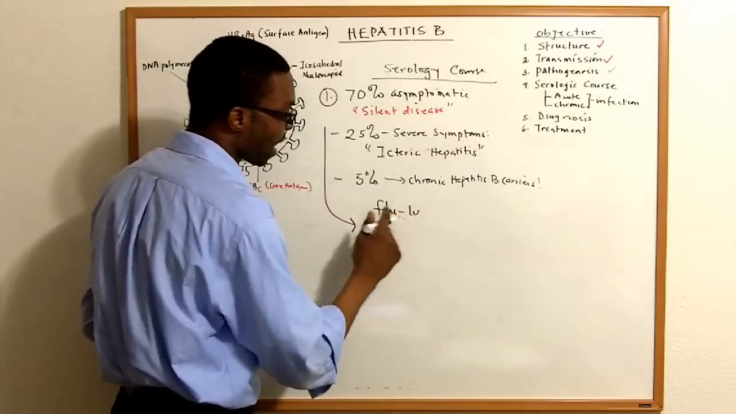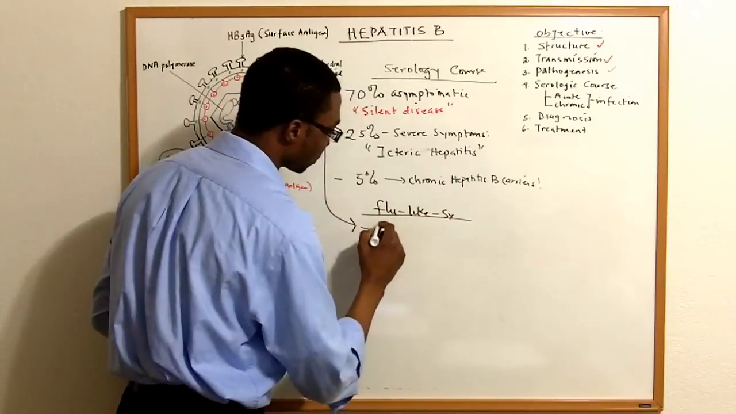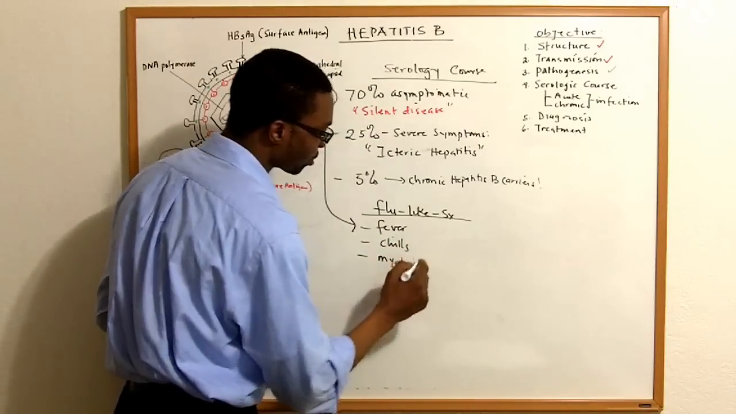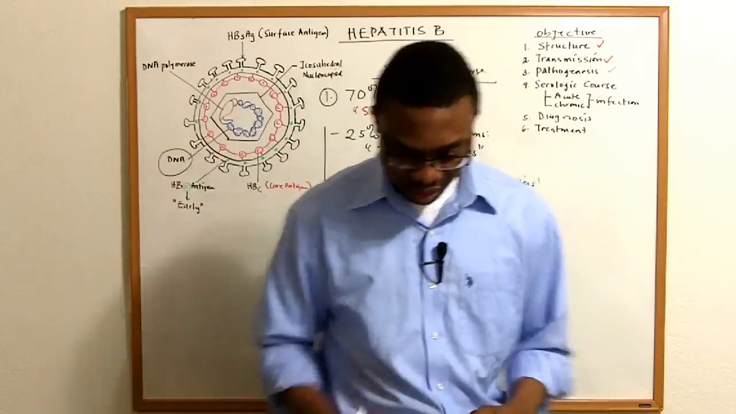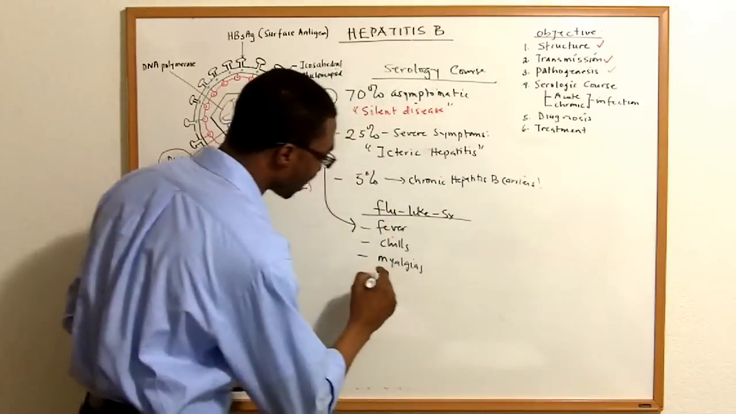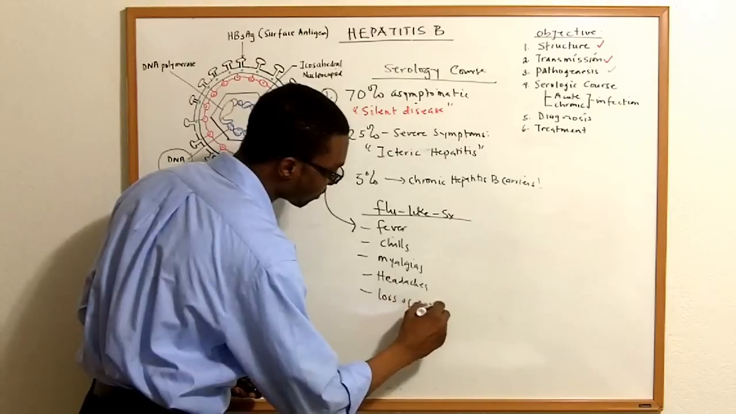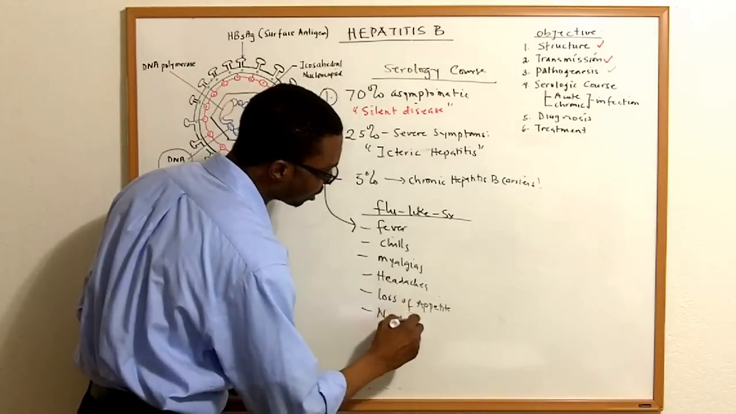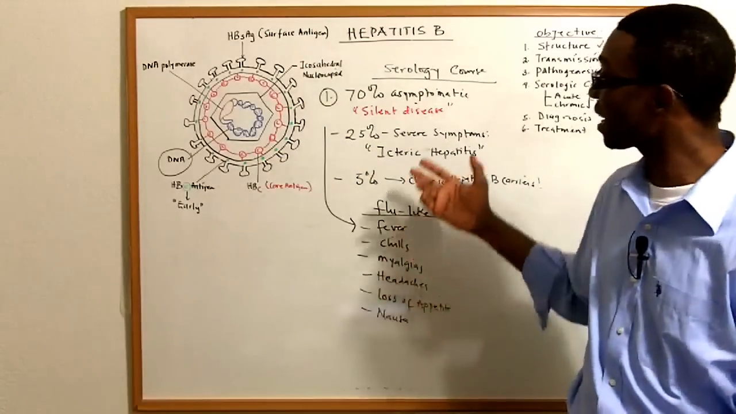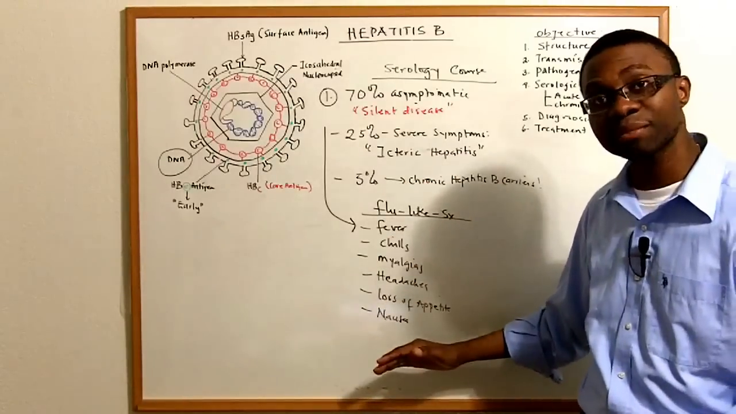For the people that actually have symptoms, they might have mild flu-like symptoms, such as fever, chills, myalgias, joint aches. They also have symptoms such as a little bit of nausea, some headaches, loss of appetite. For patients that develop mild symptoms, it feels like you're just having a flu. So patients don't know they're actually having a hepatitis B viral infection.